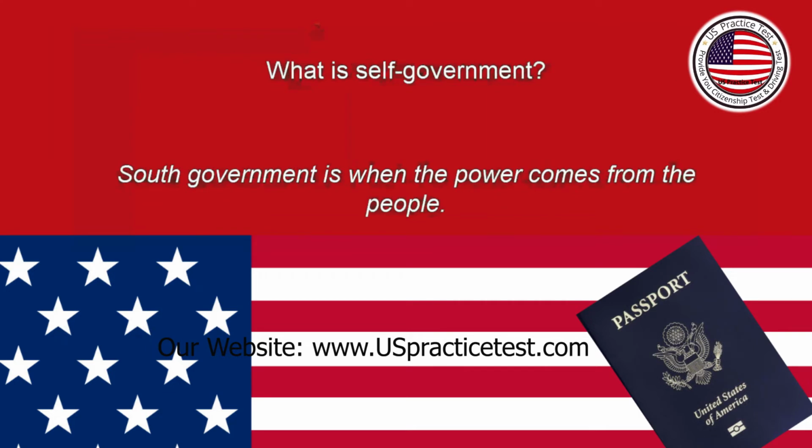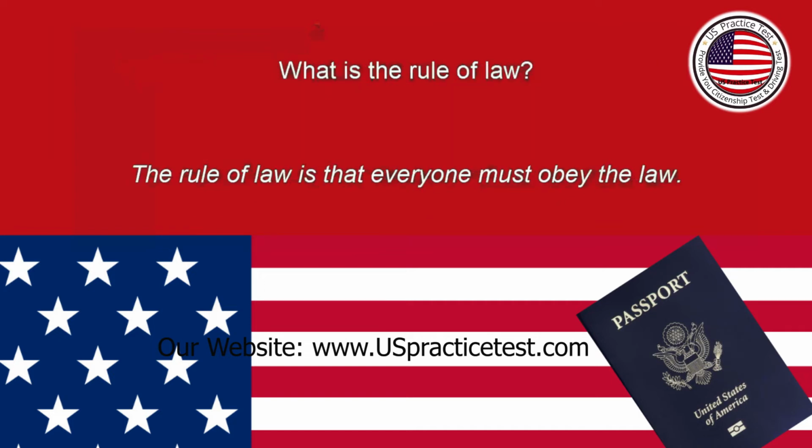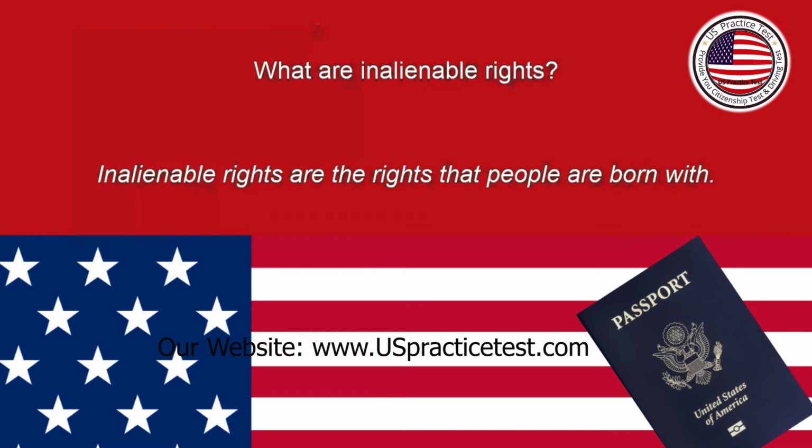What is self-government? Self-government is when the power comes from the people. Who governs the people in a self-governed country? The government elected by the people. What is the rule of law? The rule of law is that everyone must obey the law. What are inalienable rights? Inalienable rights are the rights that people are born with.